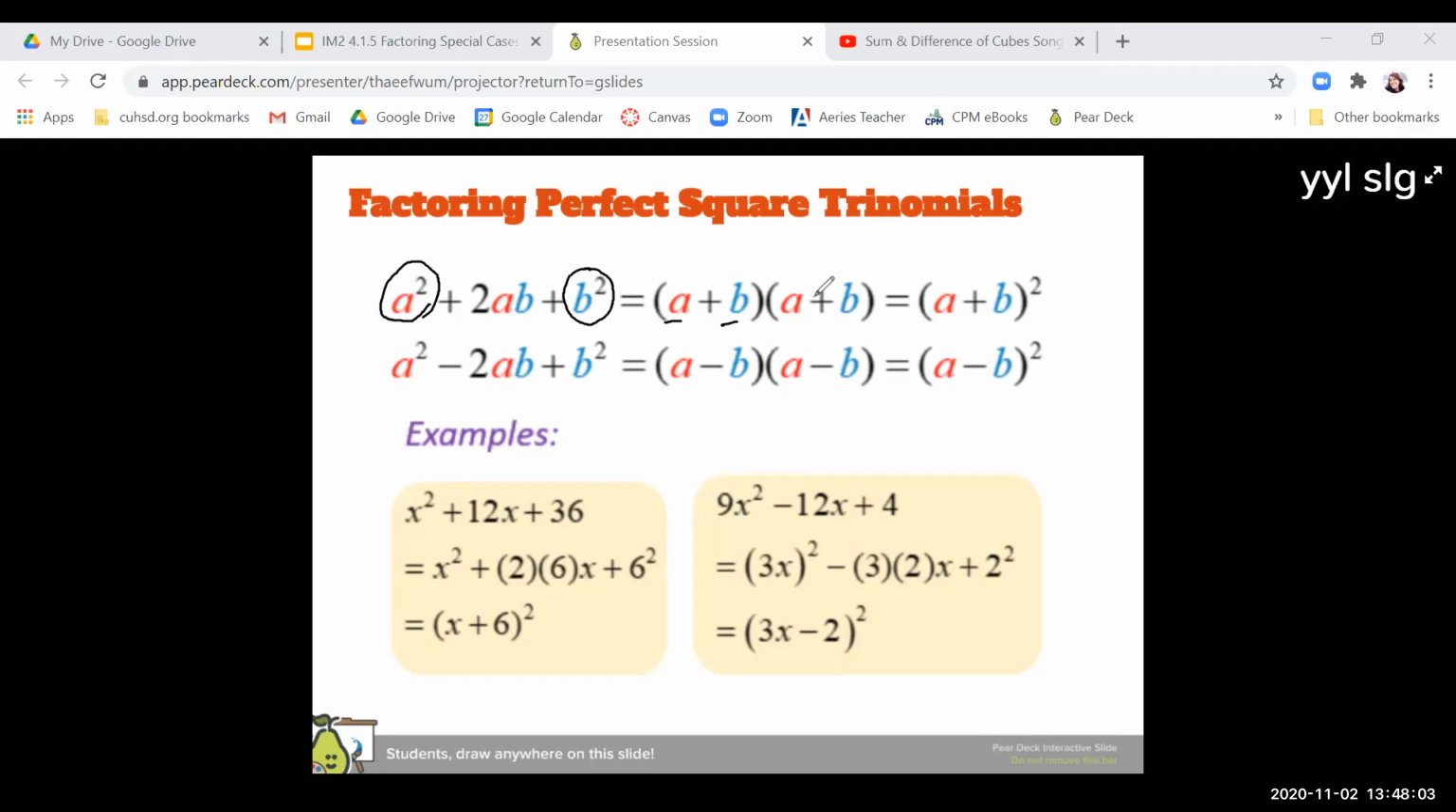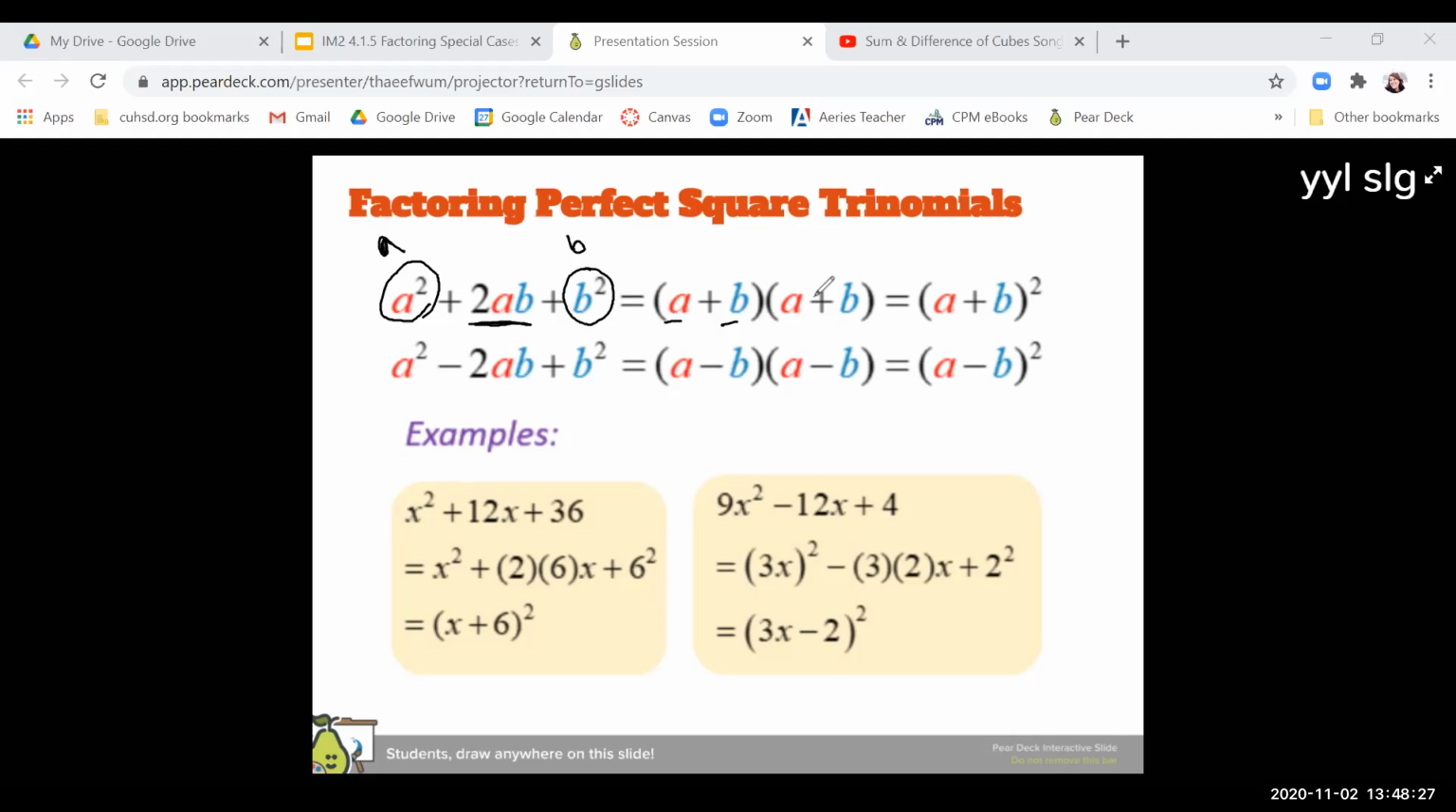The other piece that we need to be careful of is that middle term. So there is an important middle term pattern that we need to look for. What has to happen is when we find this A, the square root of A squared, and the square root of this, which is B, the middle term is when we multiply those two together and then double it.